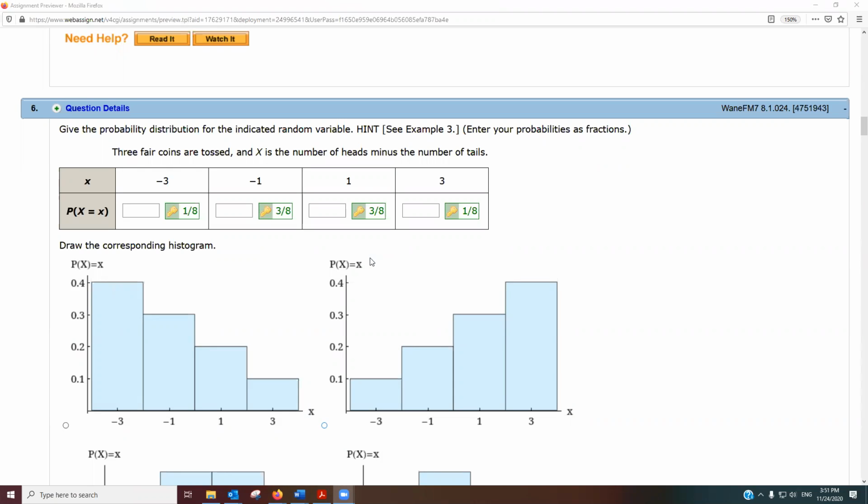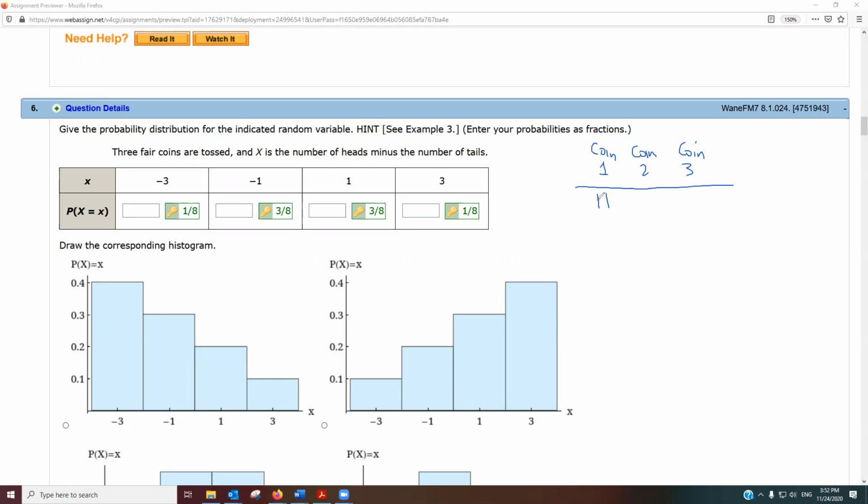So it says here, 3 fair coins are tossed, and X is the number of heads minus the number of tails. And they want me to come up with the probability distribution. All right, well, what I could do here is try to list out all of the different outcomes of this experiment. So why don't we do that? I'm going to list out 3 coins. So this is coin 1, coin 2, coin 3. And I can quickly list out all the possibilities.